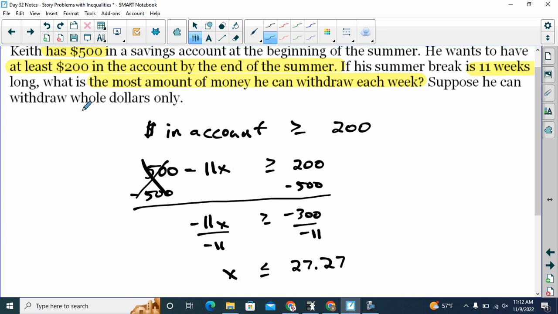It does say that he can only withdraw whole dollars, so the 0.27 we can't withdraw. So we need to think about, should we have 27 or should we have 28? It says x has to be smaller than 27.27. So something smaller than 27.27, the most amount he can take out every week is $27.